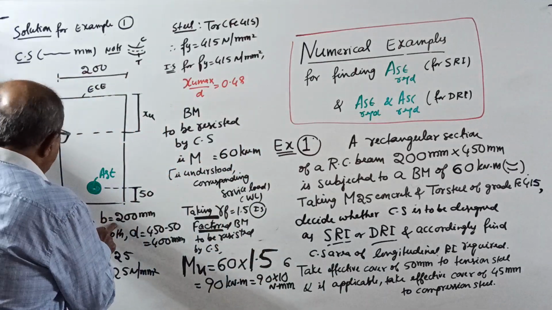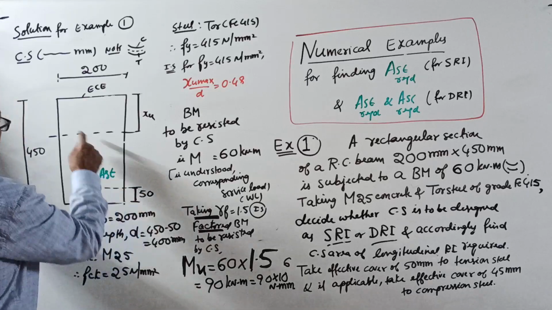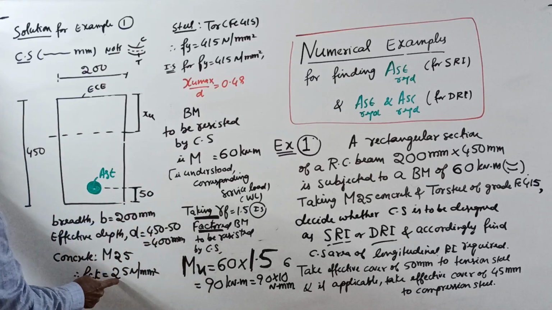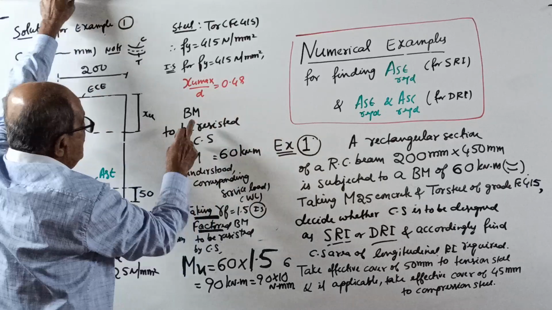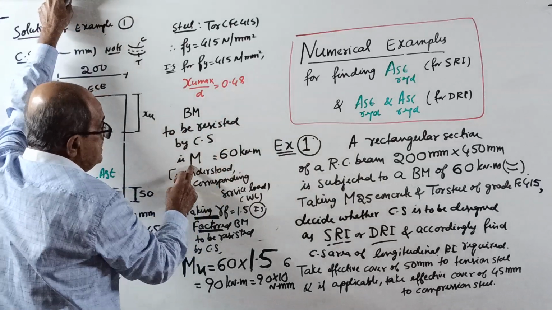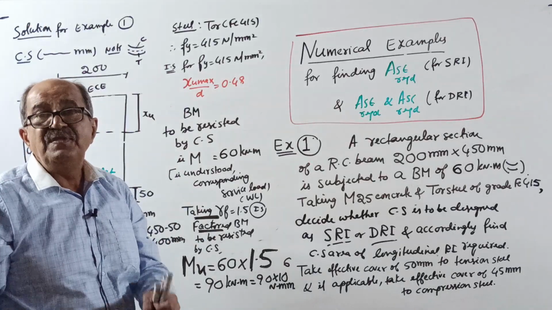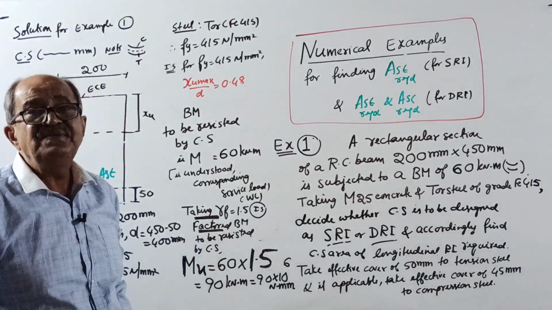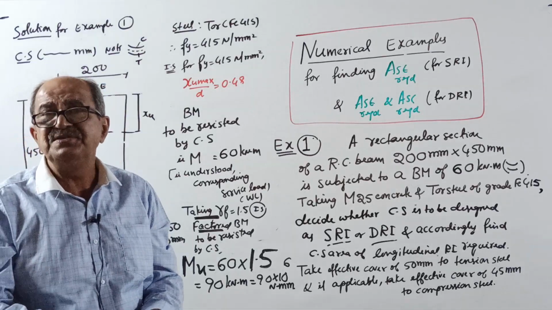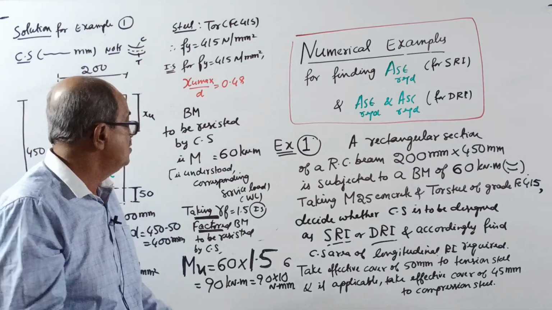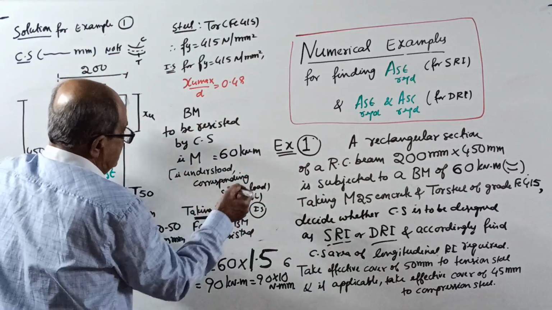Now, b is 200. I wrote everything. Effective depth d is 450 minus 50, 400. M25 fck, tension steel Fe415, xu max by d from the IS code is 0.48. Bending moment to be resisted by the cross section, M. Make a note, this is not Mu. Whenever they give bending moment, it is corresponding to working load. Unless it is specified, any section force given, bending moment, shear force or axial load, is always for working load. So, 60 kN·m sagging.